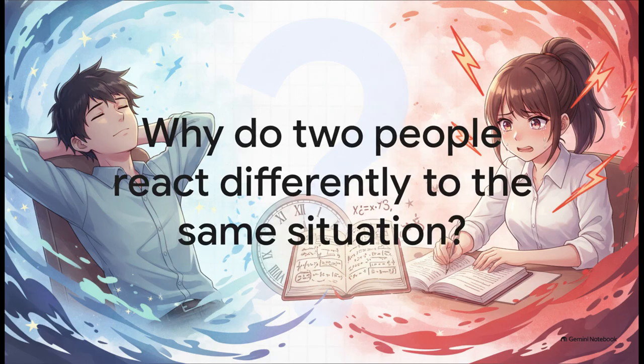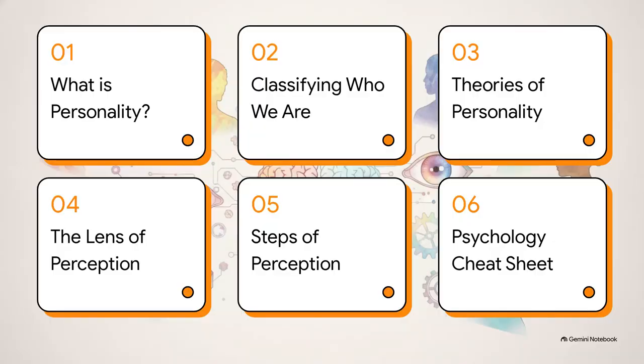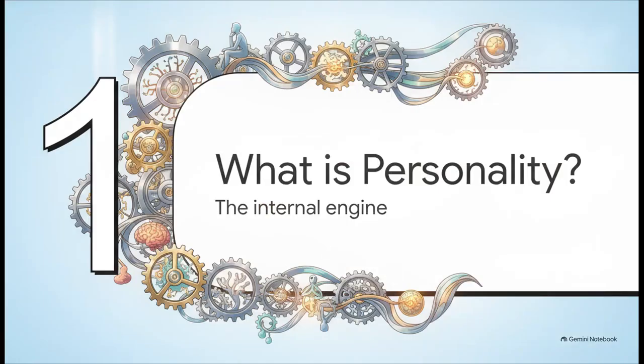Well, this relatable little scenario is essentially the ultimate mystery of human behavior and miscommunication. And the answer? It lies in the two massive concepts we're unpacking today. Here's our roadmap for today. 1. What is personality? 2. Classifying who we are. 3. 4 theories of personality. 4. The lens of perception. 5. 5 steps of perception. And finally, 6. Your psychology cheat sheet.